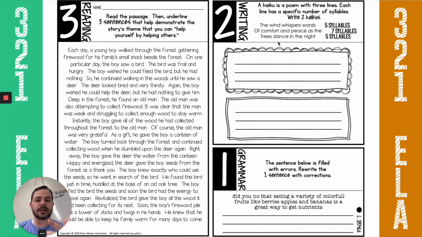Trees dance in the night. So it has one theme, but there's 5 syllables, 7 syllables, 5 syllables. Not 5 words, 7 words, 5 words, syllables, okay? Those are the sounds that we say, okay? The wind whispers words. So you're going to write 2 haikus there of anything you want. And then on grammar, correct the sentence here.